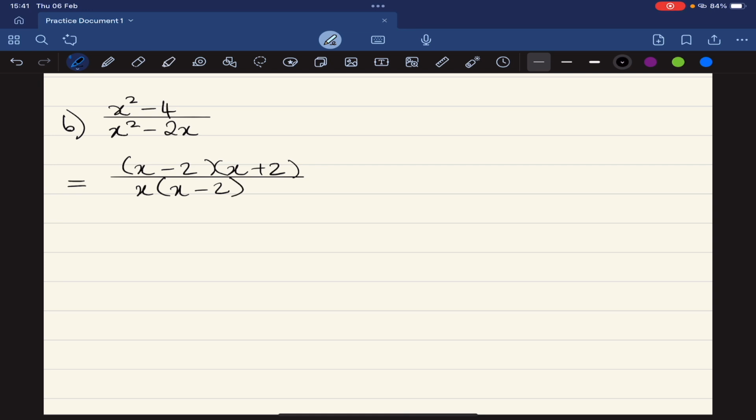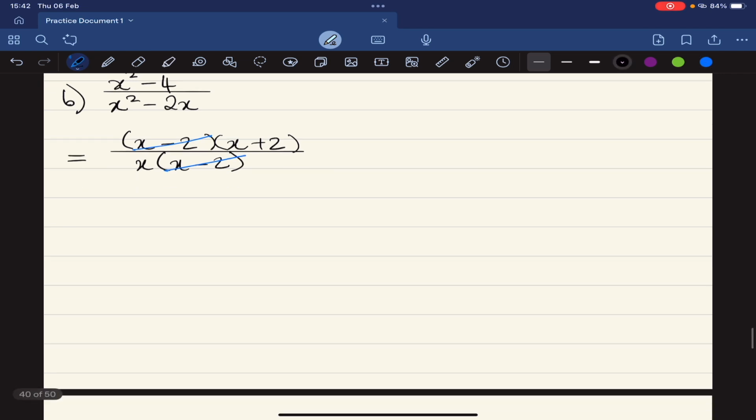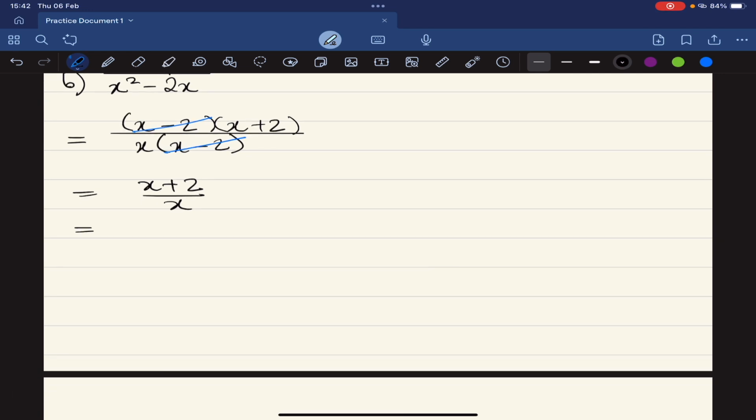I only have a bunch of factors here, and I can easily cancel them out. I can cancel out x minus 2 and x minus 2. So I am left with x plus 2 over x, and that's that. Could we take this further? Well, we could say that this is an expression or fraction with two terms in the numerator that share the same denominator. So I can write this as x over x plus 2 over x, which actually gives me 1 plus 2 over x.